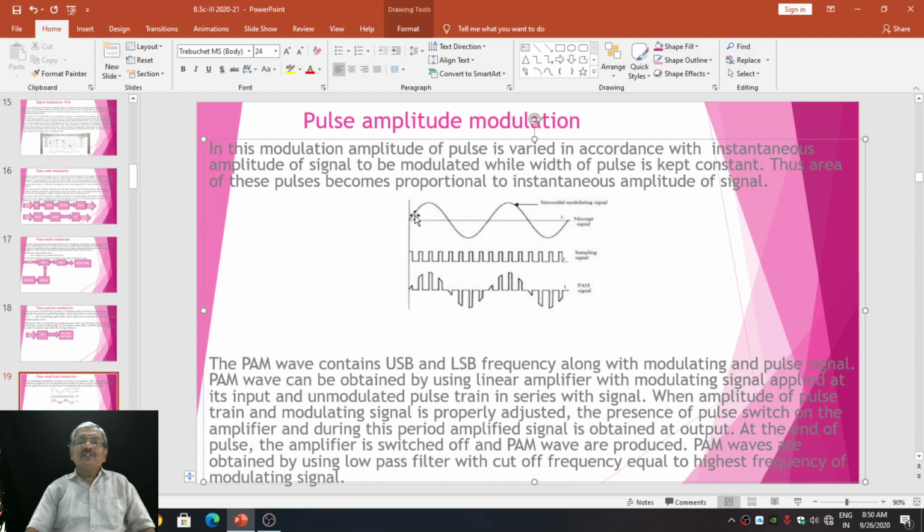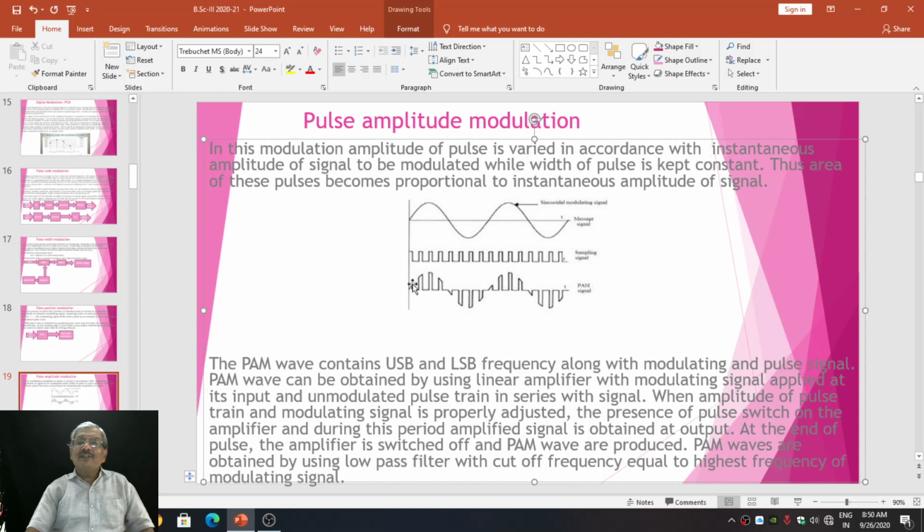So this is the signal to be modulated, whose samples are to be taken at the instants of time, and these are the pulses which are applied. The amplitude of these pulses is changed in accordance with the instantaneous amplitude of the signal to be modulated. Look here. Here the amplitude of the signal to be modulated is 0.